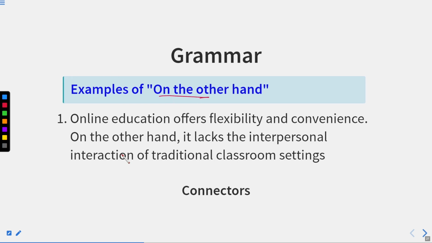Examples of "on the other hand." Now we'll discuss some examples. First of all, online education offers flexibility and convenience. On the other hand, it lacks the interpersonal interaction of traditional classroom settings. As you all have enjoyed school life, the upcoming world will consider online education beneficial, a merit, but they will lack that particular life that we have enjoyed in our schools.